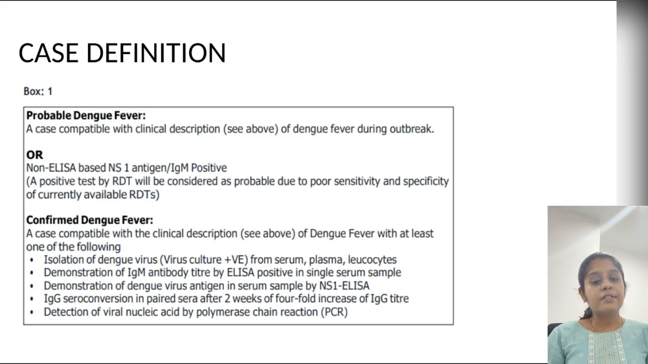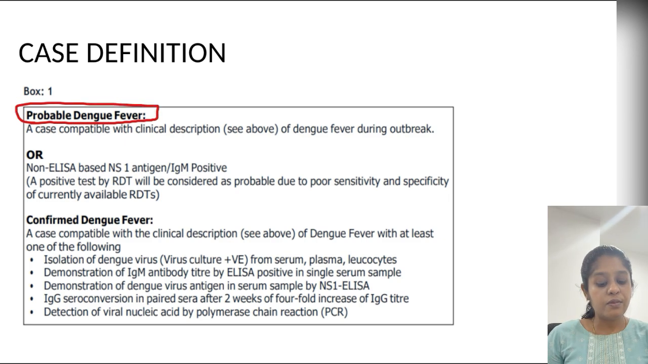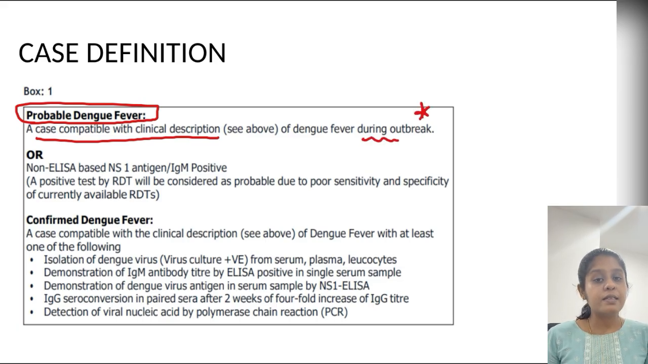Coming to the case definition of dengue fever. You call it a probable case of dengue fever when a case is compatible with the clinical description, that is, fever with two of the following symptoms during an outbreak. So during an outbreak, if a person has these features, you consider it a probable case of dengue fever. Or if there is a non-ELISA based NS1 or IgM positive lab investigation, then you call it a probable dengue fever.